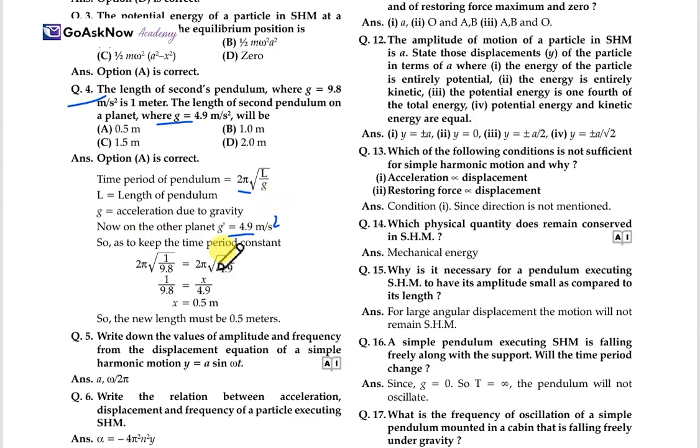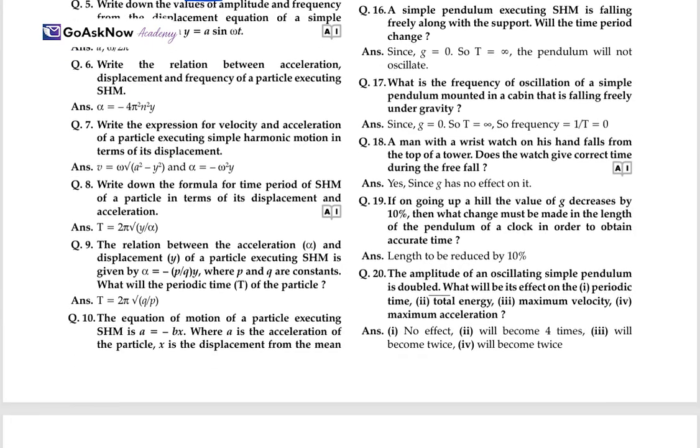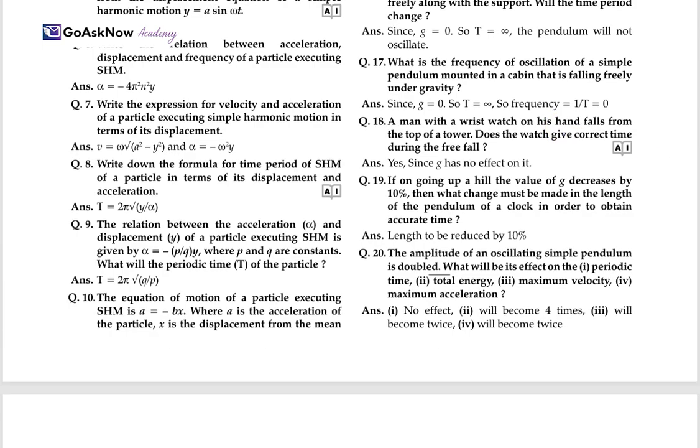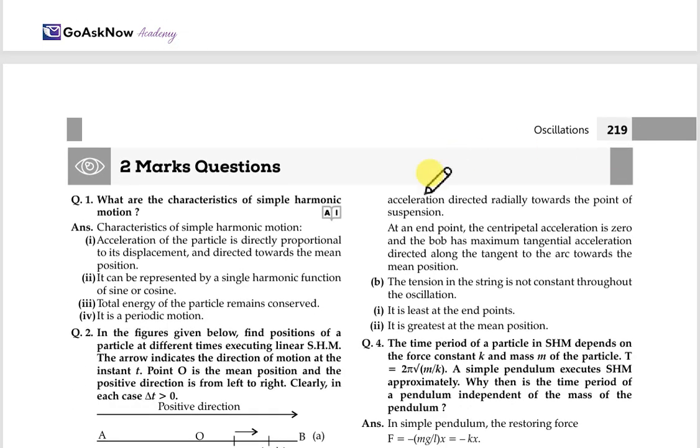So as to keep the time period constant, we use this equation and put in the values for Earth and for the different g value, and here we get the value of x, which equals 0.5 meter. So the new length must be 0.5 meter. This is a very basic question about g, the frequency and the time period. Let's move ahead with the 2 marks questions.